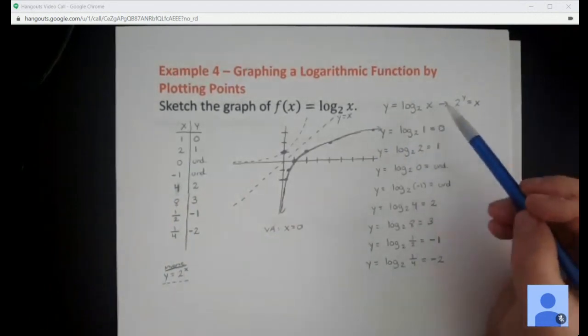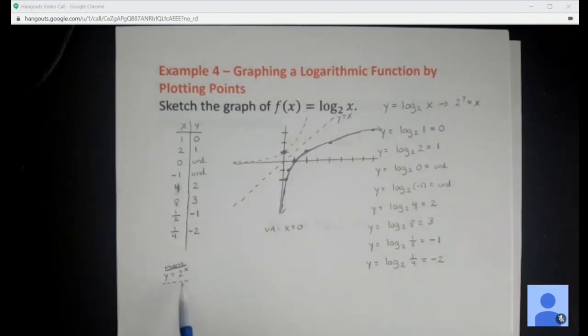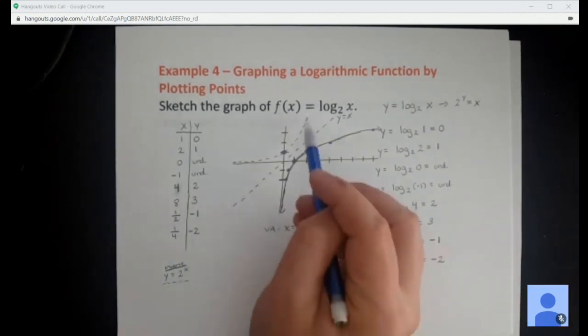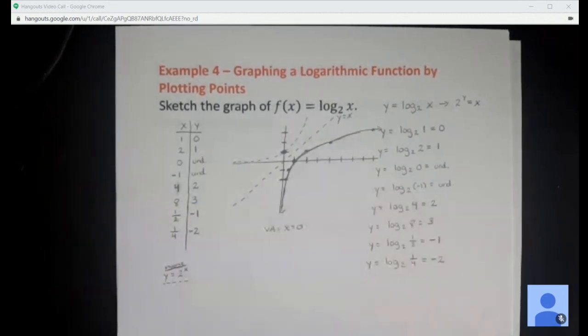So again, we can go from log form to exponential form. We can switch our x and y, which gives us the inverse. And so that actually becomes this exponential function down here. And we can see that graphically because it's a reflection over the line y equals x. So the key there is logarithmic functions and exponential functions are inverses of each other.